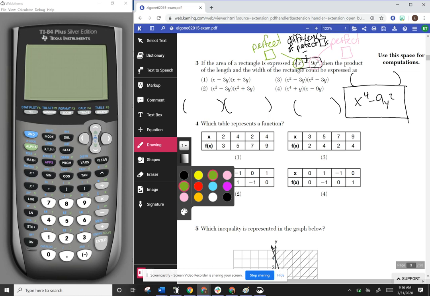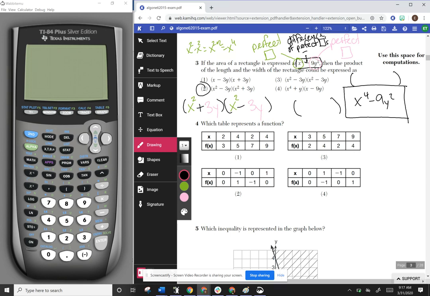So the square root of x to the fourth is x squared, because x squared times x squared, you add the exponents and you get x to the fourth. So that's x squared. The square root of 9y squared, well, the square root of 9 is 3, and the square root of y squared is just y. And once you factor it like that, you just do plus minus. You could also do minus plus, same thing, just the signs have to be different. And now we can see which one matches this. It looks like 2, because we have x squared minus 3y and x squared plus 3y.